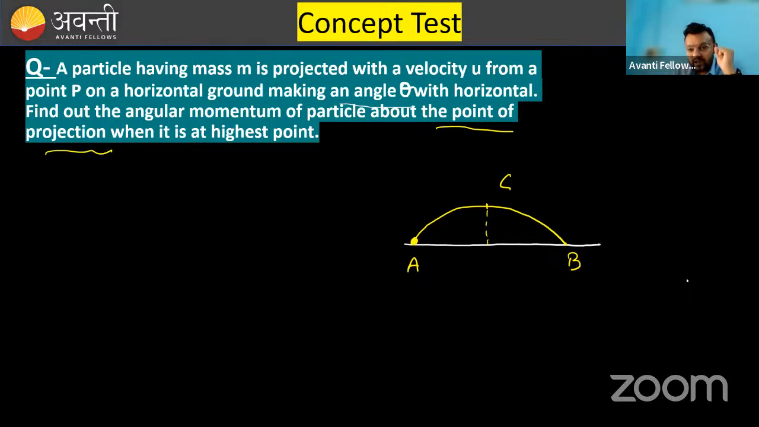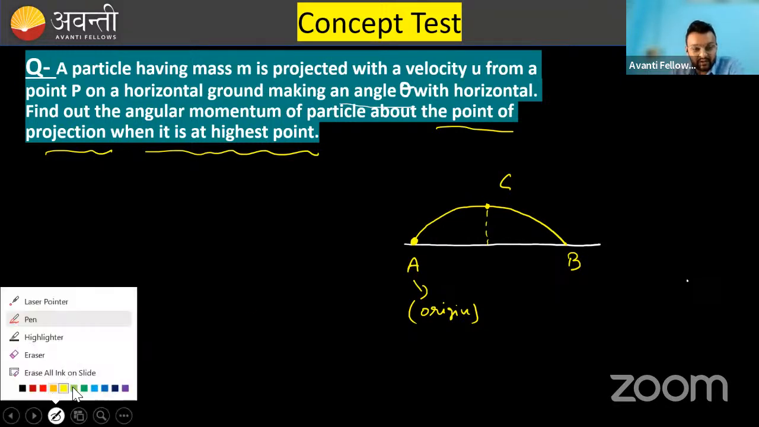Now, in the next line, find out the angular momentum of the particle about the point of projection. Point of projection is what? A. So A is our origin. The question says about the origin, that means A is our origin. What, when it is at the highest point? So the particle is at the highest point.